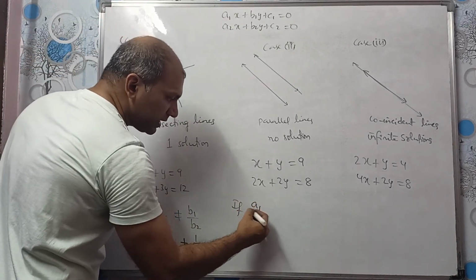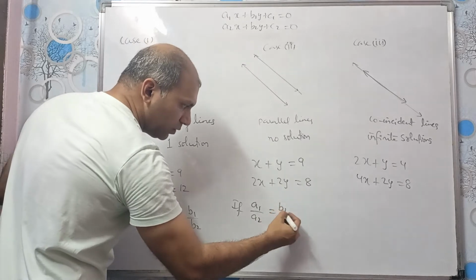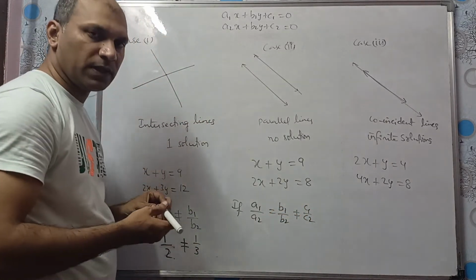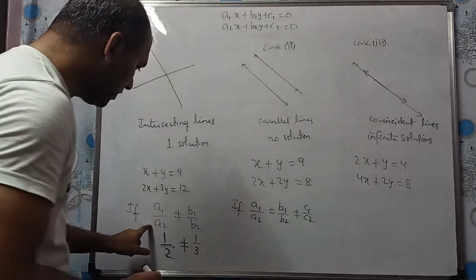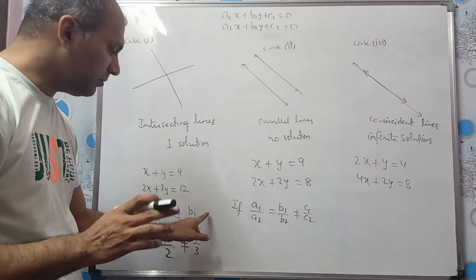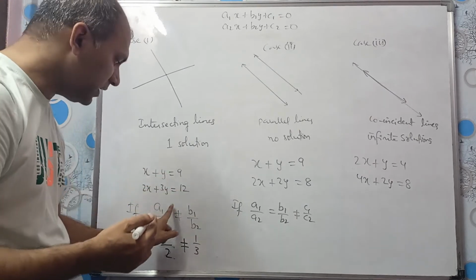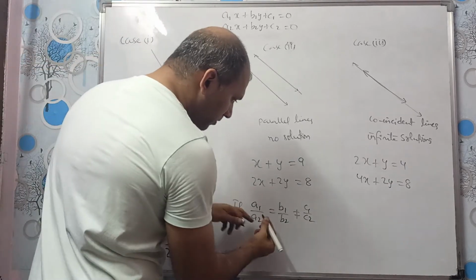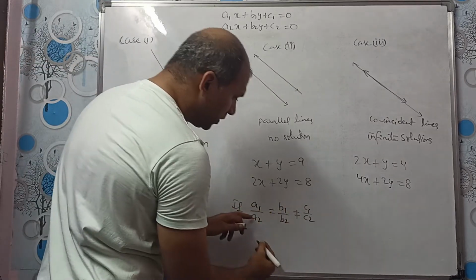For parallel lines, a1 by a2 will be equal to b1 by b2. It will not be equal to c1 by c2. Okay. So see here, if a1 by a2 is not equal to b1 by b2, you don't check for c1 by c2. It can be equal, it cannot be equal. But still it will be intersecting lines if these two are not equal. Now a1 by a2 is equal to b1 by b2 not equal to c1 by c2.